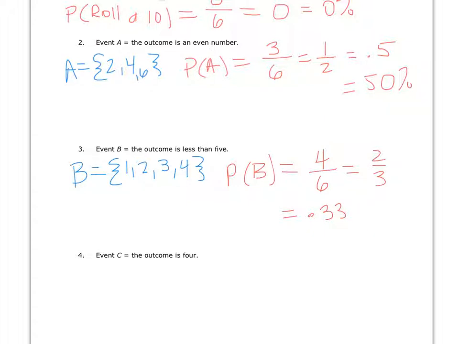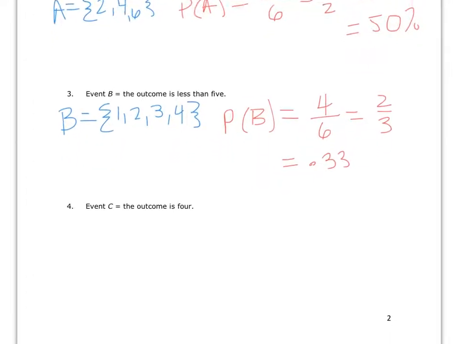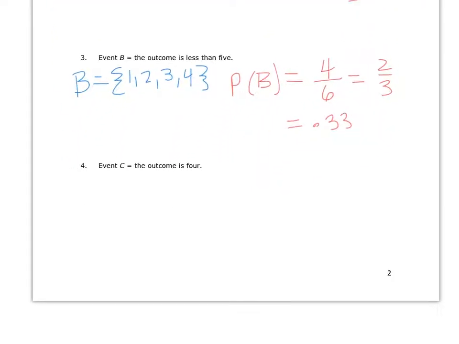Okay, let's look at one more event, and then we'll define some other things. The event C, the outcome is 4, so we get a single outcome in that event. And taking the probability of that event, you get 1 over 6, okay, for that probability.